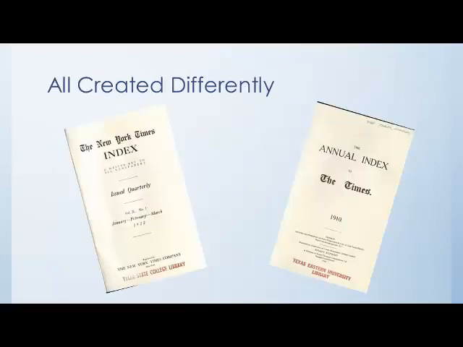Because different indexes index different items, such as the New York Times Index versus the London Times Index, the London Times newspaper is set up differently than the New York Times newspaper. So of course the indexes would look and function differently. But that's okay, as long as you remember that there is always a guide or instruction on how to use that index, either at the beginning or the end of the index.